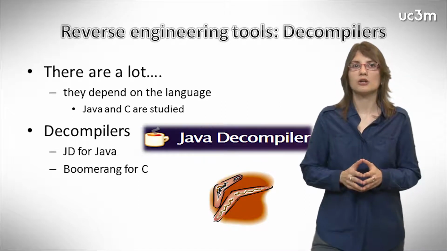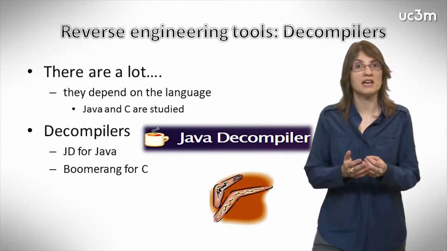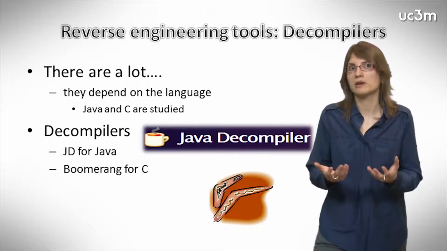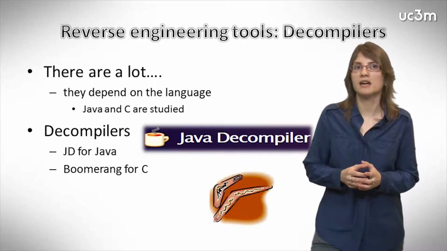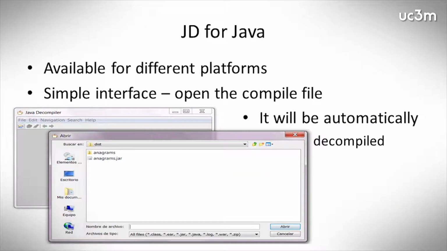These tools are chosen for being open source, and though they do not offer as many features as other commercial tools, they facilitate an easy decompilation of code. Concerning JD for Java, it is available for assorted platforms. It has a single interface in which you have to select the file to be decompiled, anagrams.jar in this example, and it will be automatically decompiled.